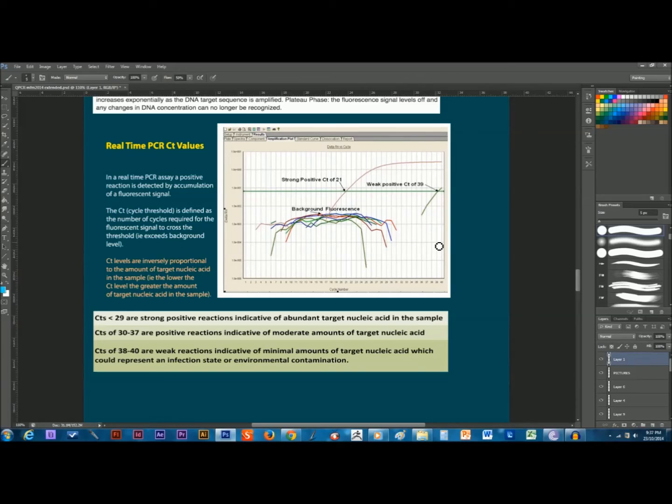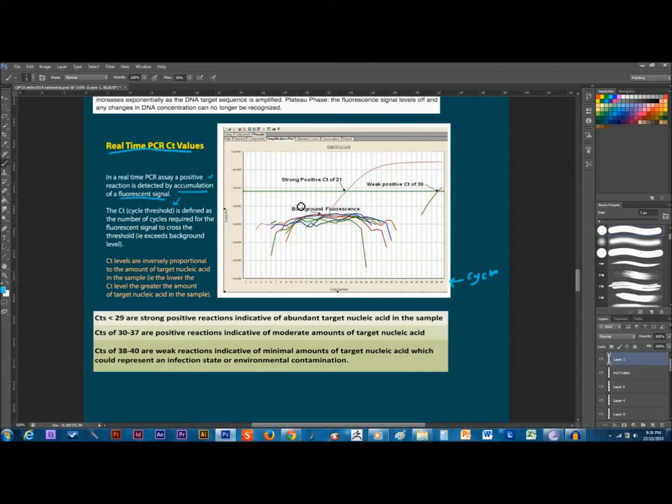Okay, real-time PCR and CT values. CT means cycle threshold. In a real-time PCR assay, a positive reaction is detected by the accumulation of a fluorescence signal. So the CT, or cycle threshold, is defined as the number of cycles required for the fluorescent signal to cross the threshold, for example, exceed the background level.